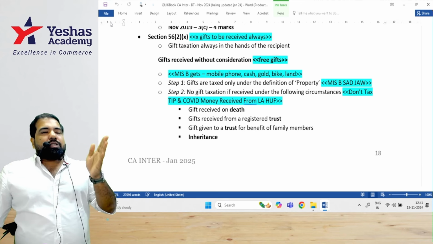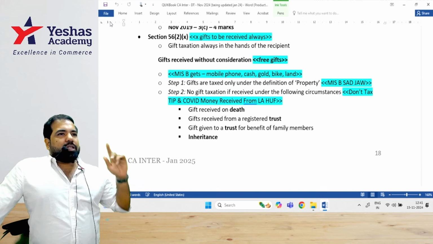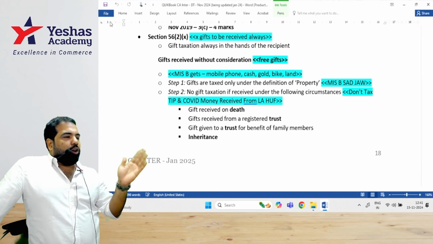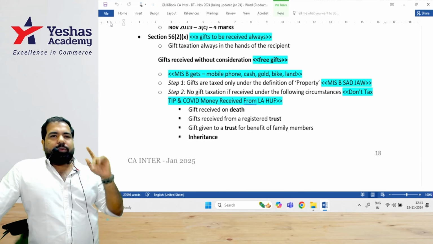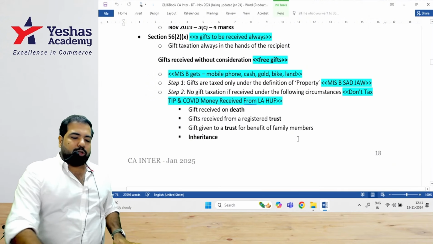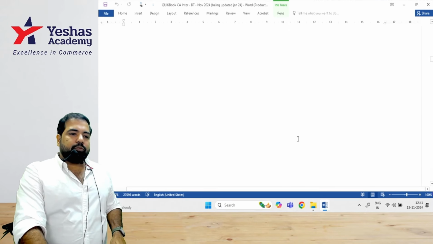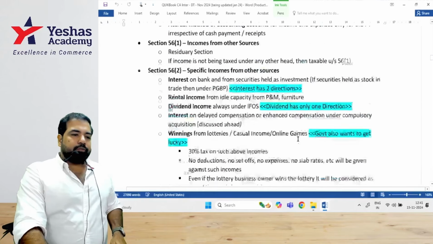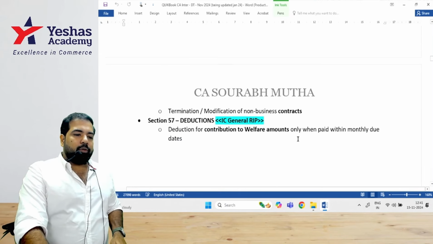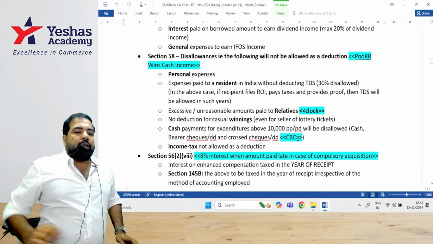Next, guys, disallowances. In disallowances, guys, the government says, are you spending money? Yes. But I will not give you a deduction because there's some problem there. The shortcut is POOR WINS CASH INCOME. Yeah, guys, Poor wins cash income.